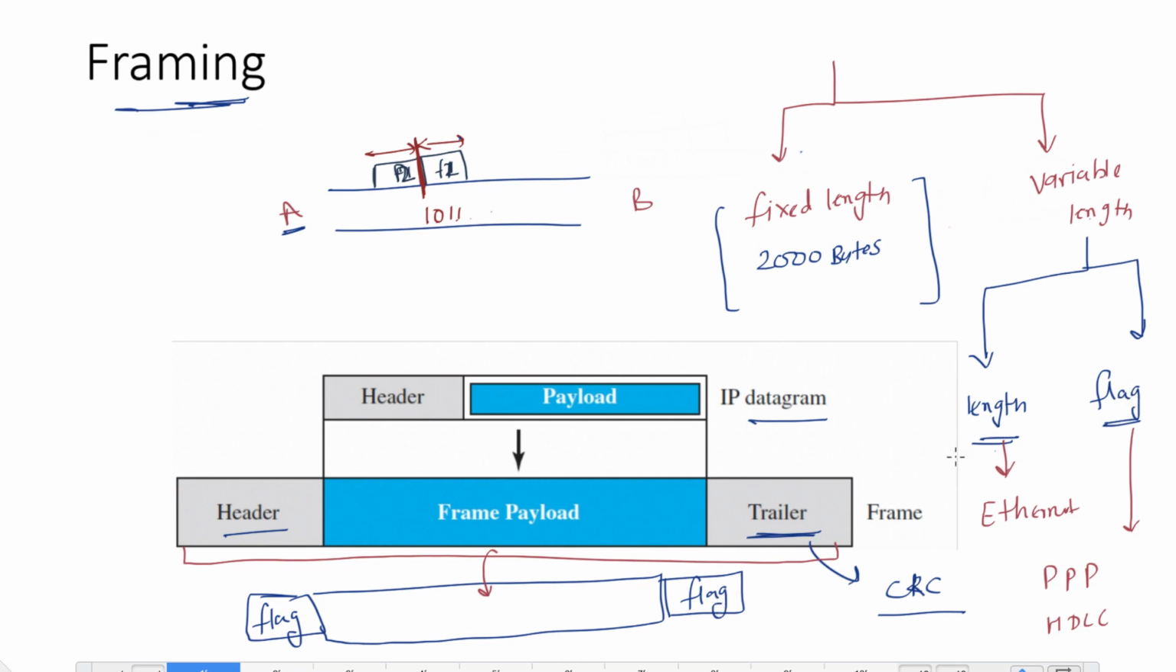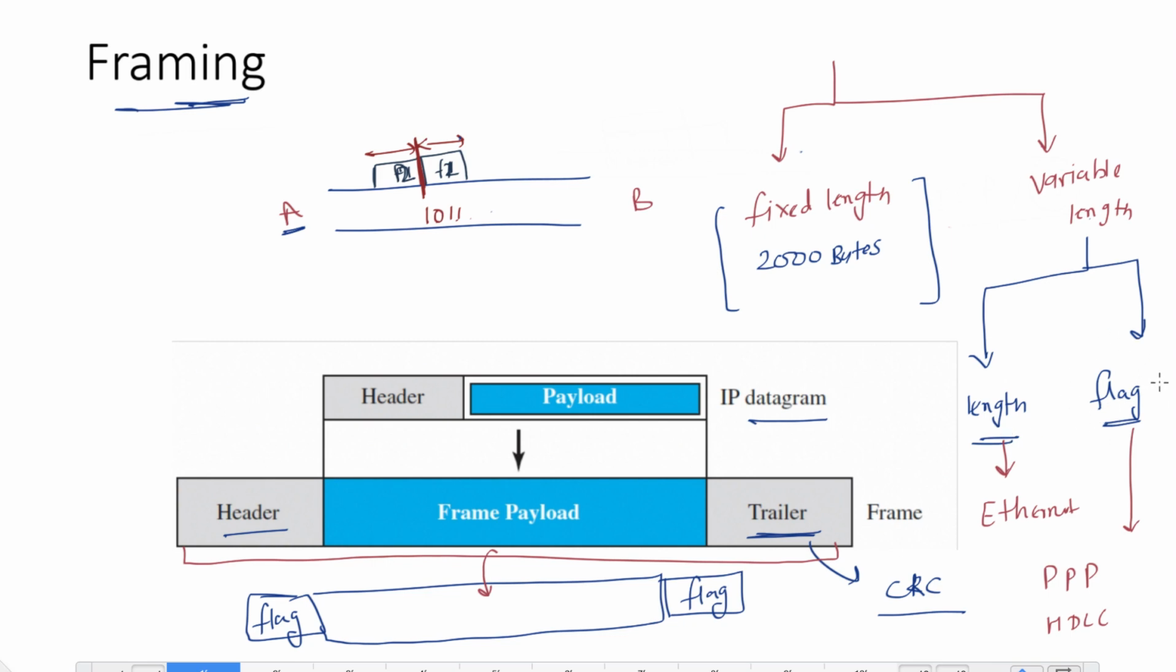What is the benefit of this method? When B receives, the receiver will be checking that now the frame has been started, and after it finds another flag, it will say that now the frame has ended. So B can easily identify the start and end of the frame. So this is another method.